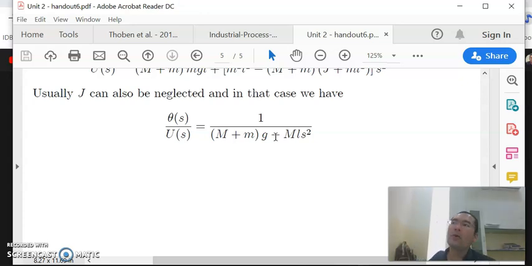Okay, so in the next videos, I will show you how we can use other types of tools in order to simulate the time response of linear, mostly linear systems, because we will consider only linear or linearized systems.